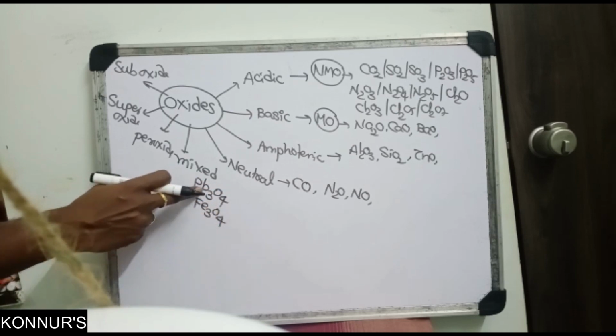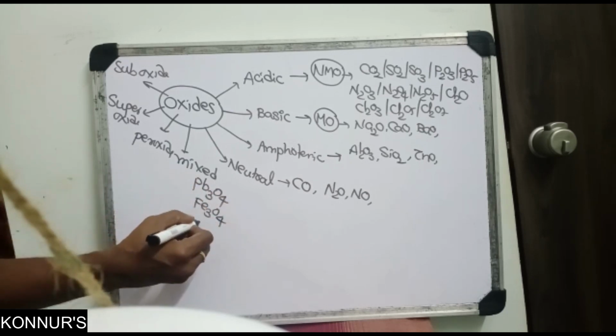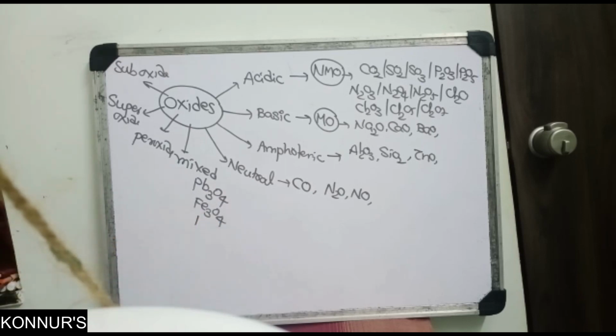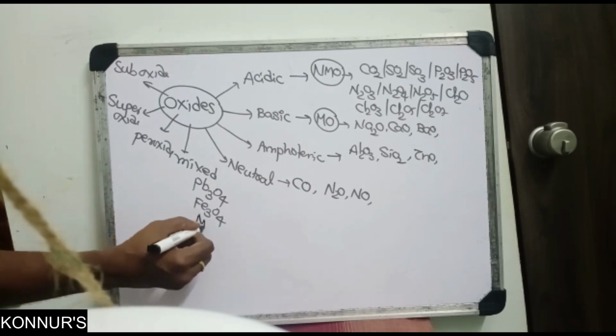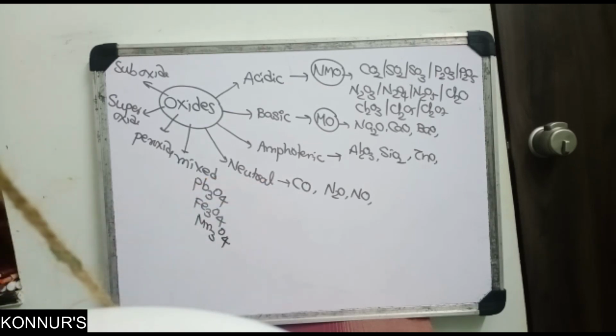Fe3O4. So here lead plus 2 will be there, plus 4 is there. Iron plus 2 is there, plus 3 is there. Like, you take Mn3O4, manganese also, you can get. So peroxides. Who are forming peroxides?